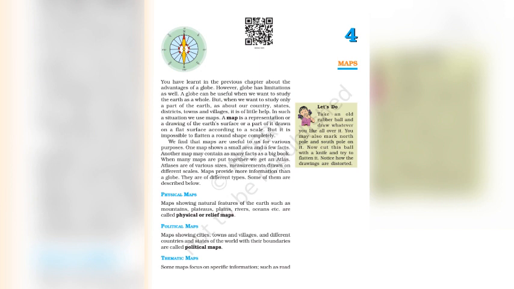There are four major directions: north, south, east, and west. They are called cardinal points. Other four intermediate directions are northeast NE, southeast SE, southwest SW, and northwest NW. We can locate any place more accurately with the help of these intermediate directions.